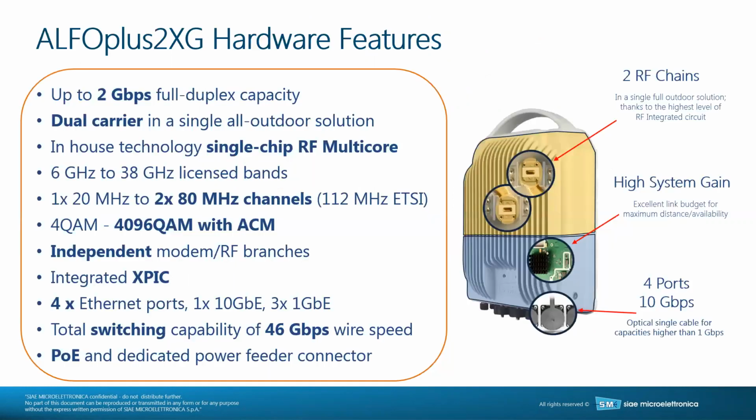So with our ALFOplus2XG, this radio is capable of up to 2 gigabits per second. It's actually over 2 gigabits per second in certain ETSI flavors, depending on the frequency band, modulation, and channel bandwidth. As mentioned, it's a dual carrier in a single outdoor solution. And the radios have independent modem and RF sections, which we'll talk about on a subsequent slide. We have a lot of our own in-house technology that we've developed over the years that we provide in our own SIP, system in package. And as I mentioned earlier, licensed bands from 6 to 38 gigahertz.